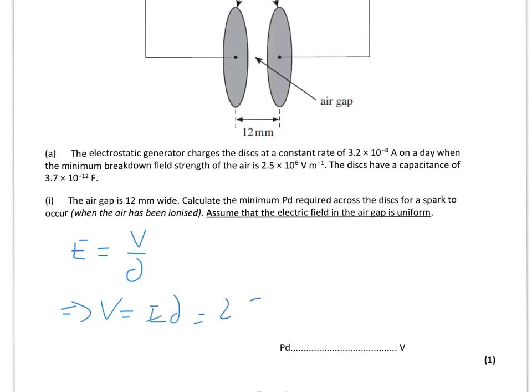So it's going to be 2.5 times 10 to the 6 times by 12 times 10 to the minus 3. Let's cancel those off straight away. And if you multiply those out, you end up with 3 times 10 to the power of 4, obviously giving it the right number of significant figures there. Okay.